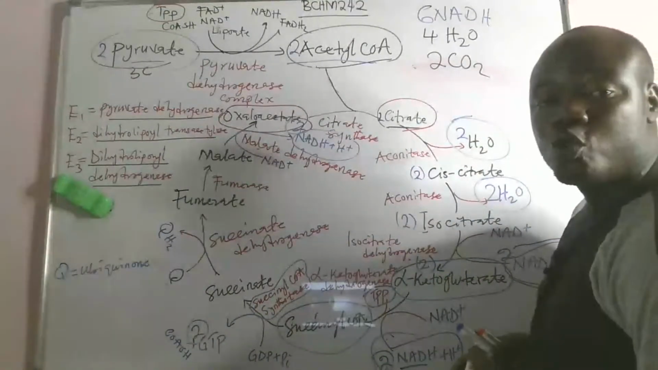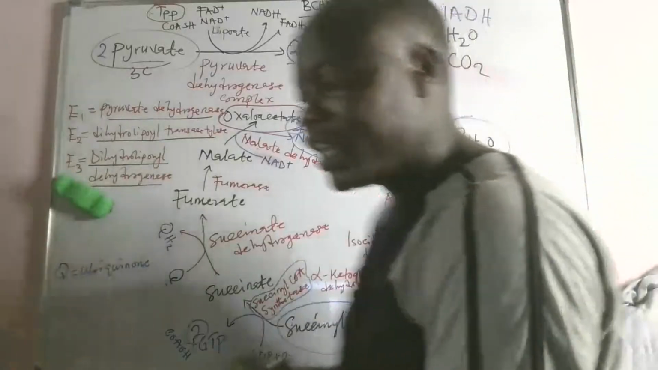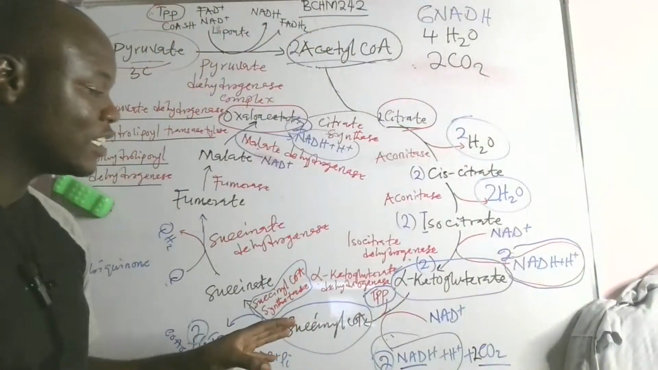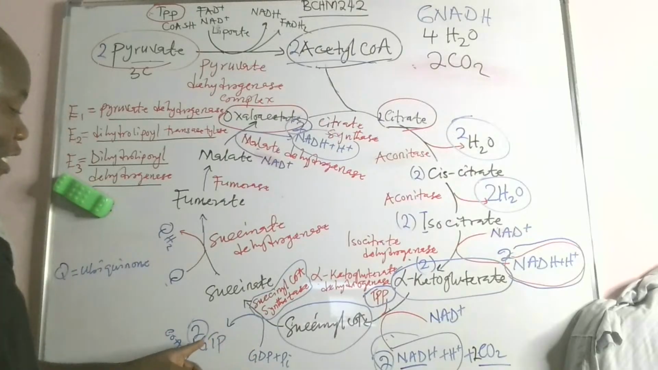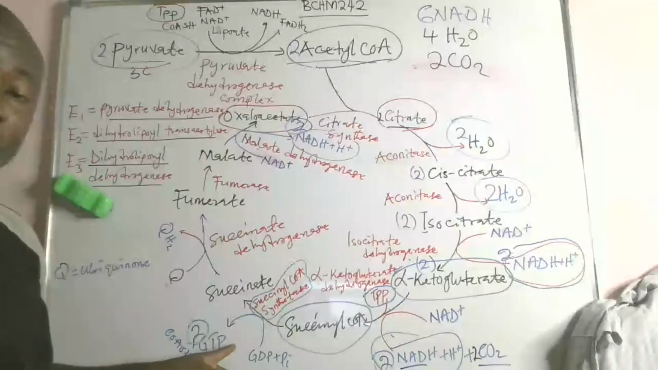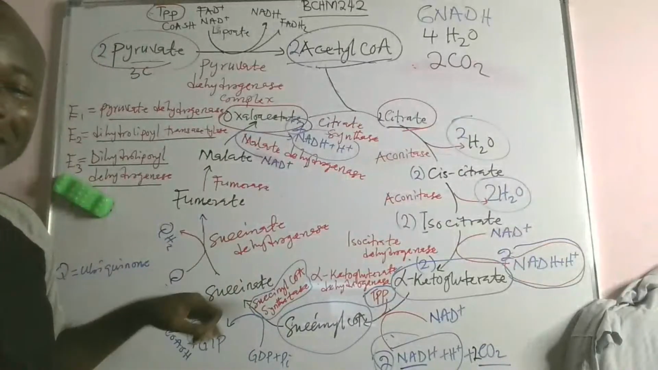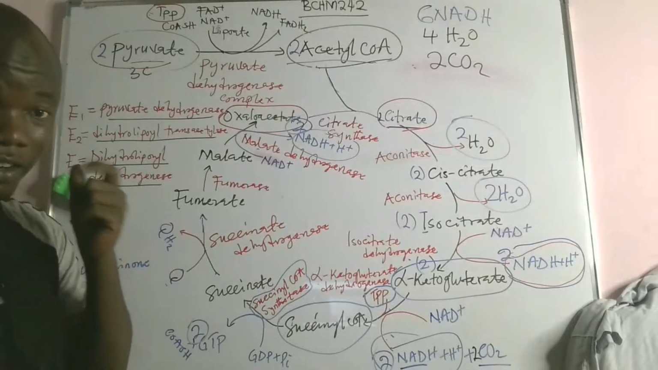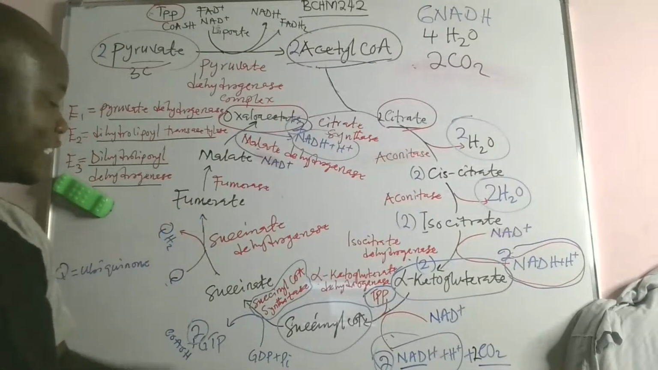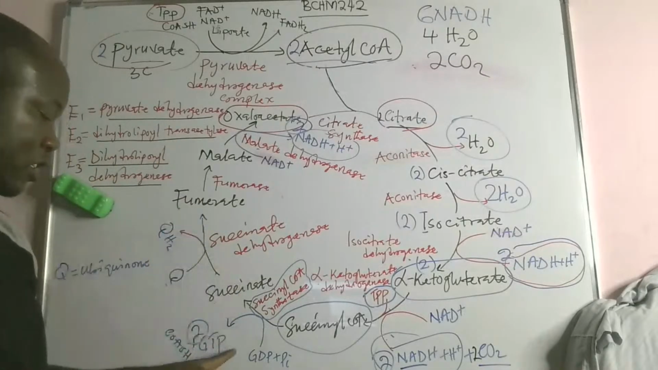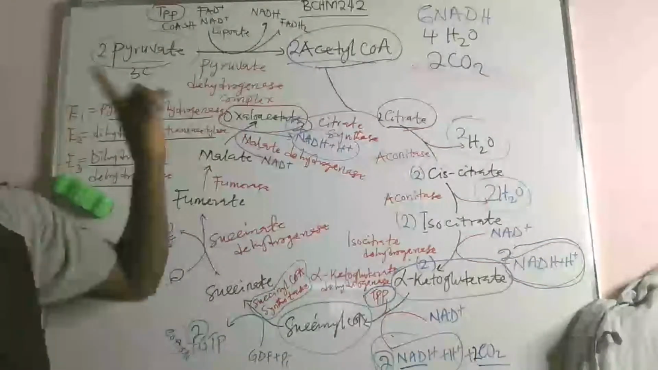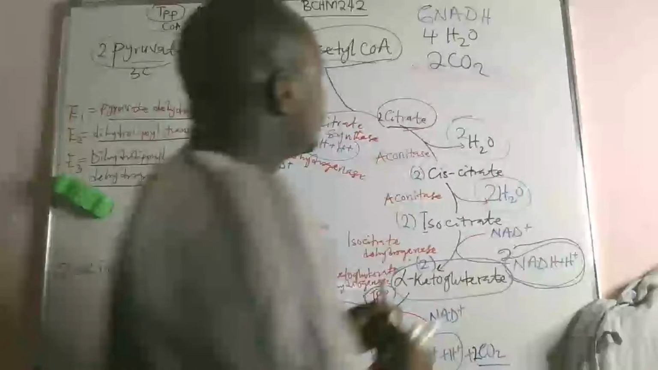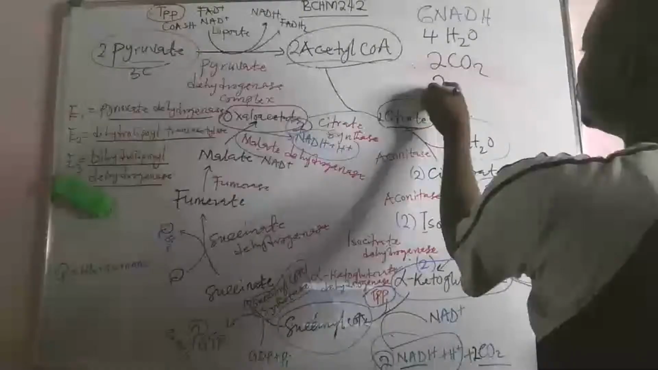Then, do we generate ATP molecules? Is ATP generated in Krebs cycle? The answer is yes, because GTP is the same thing as ATP. Please get it right. ATP is the same thing as GTP. So 2 molecules of GTP are generated in 2 cycles.